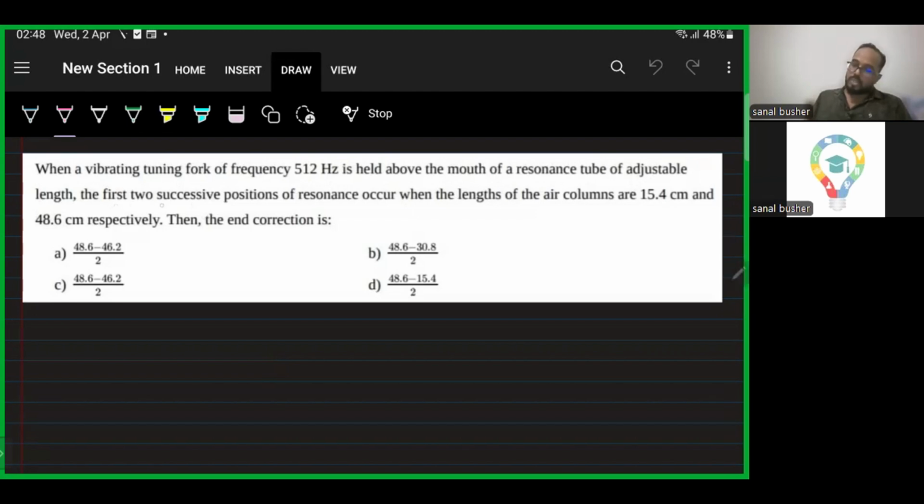The first two successive positions of resonance occur when the length of the air column is 15.4 centimeters and 48.6 centimeters. So the first resonance occurs at a length of 15.4 and the next resonance occurs at 48.6 centimeters. And you need to find out the end correction value.